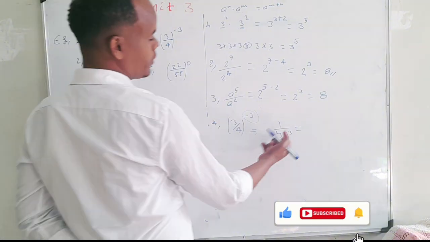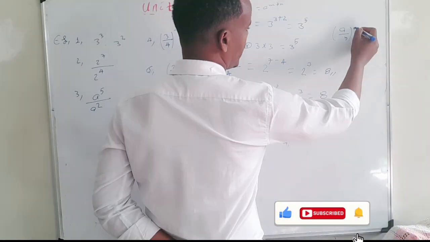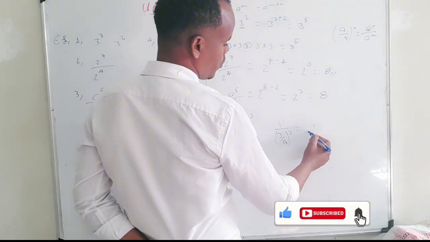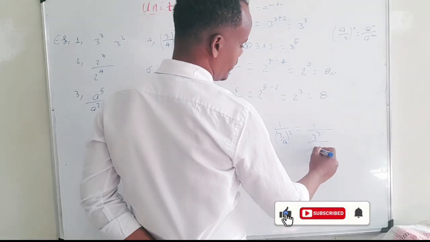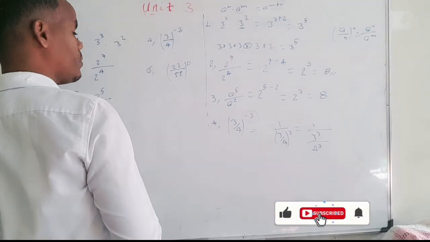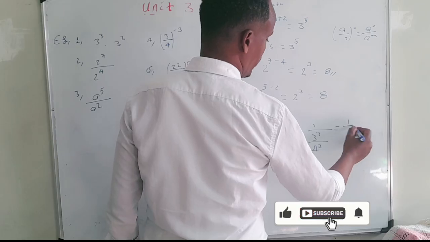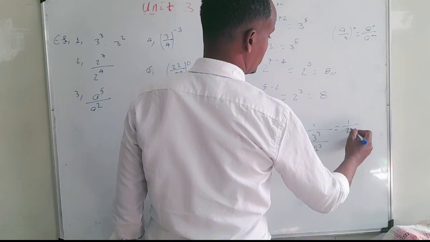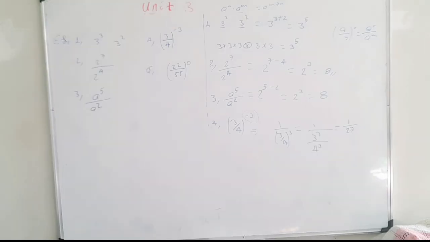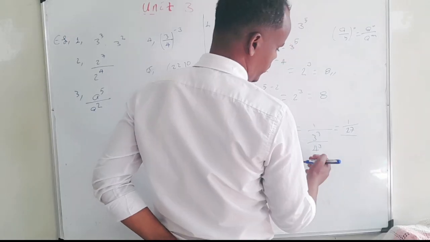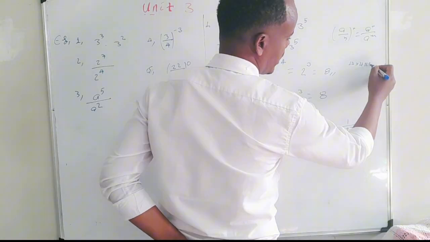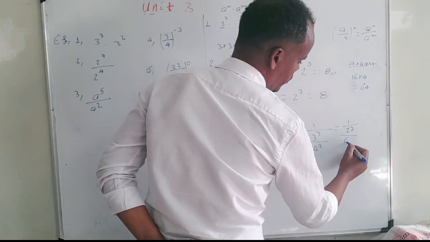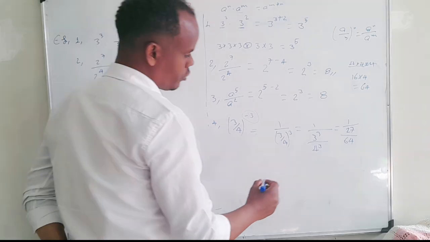That is (a/b) to the power of n is a to the power of n over b to the power of n. So that is 1 over 3 to the power of 3 over 4 to the power of 3. That is 1 over 27 over 4 cubed, that is 64.